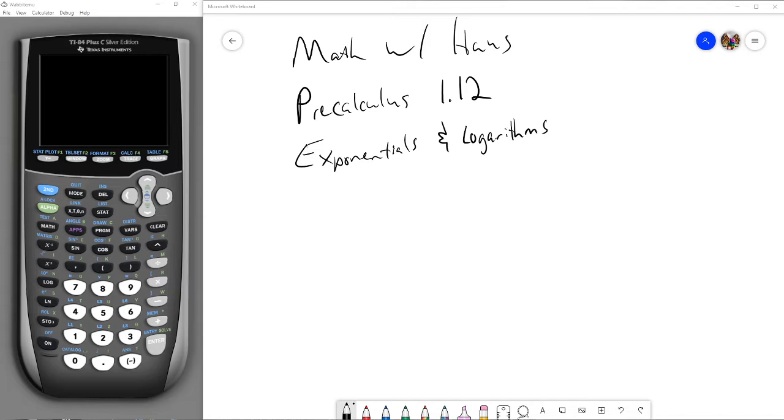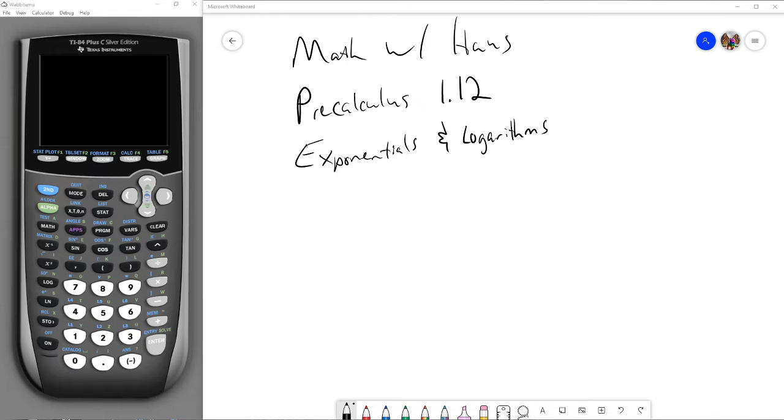We're continuing where we left off with the last video, where we looked at the relative growth rate and the doubling time growth models for populations. Now, what we're going to do today is talk about radioactive decay.